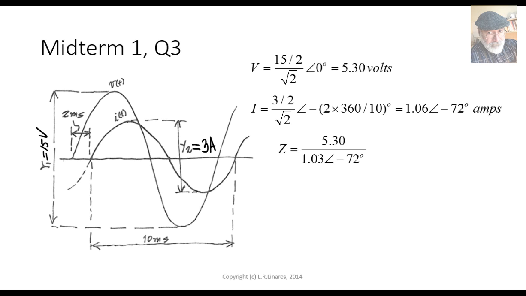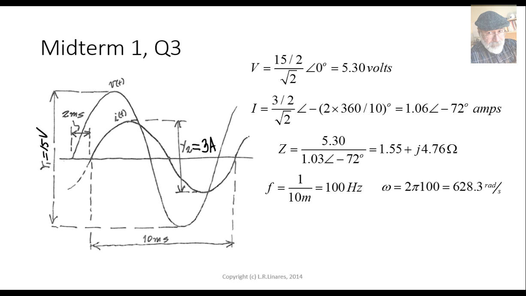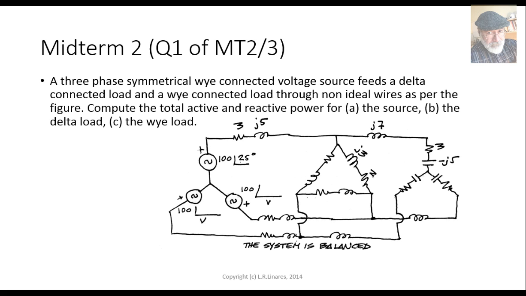We divide V by I and we get Z, the impedance. Real part, the resistor, 1.55 ohms, and the reactor is an inductance. Because the frequency is the inverse of the period, 1 over 10 milliseconds, that is 100 hertz, we have omega, which is 628 radians per second. We divide the reactance, 476, by that omega, and we find the inductor's value is 7.6 millihenries. And that was that. Now, midterm 2, that is the first question of the mixed midterm 2-3.